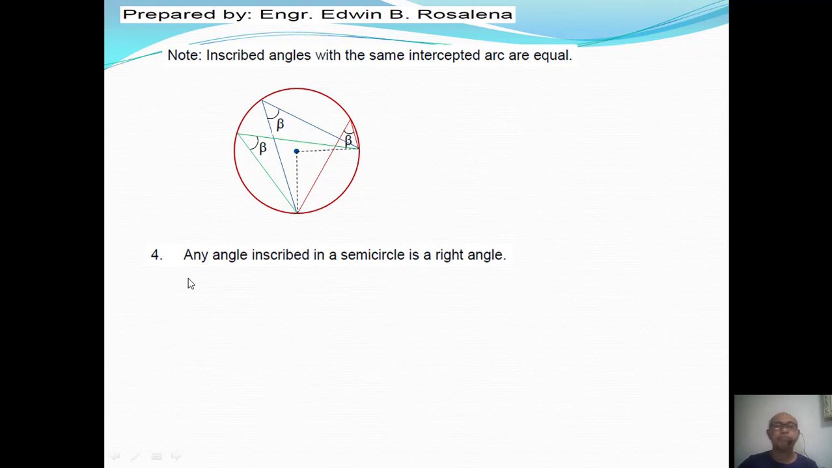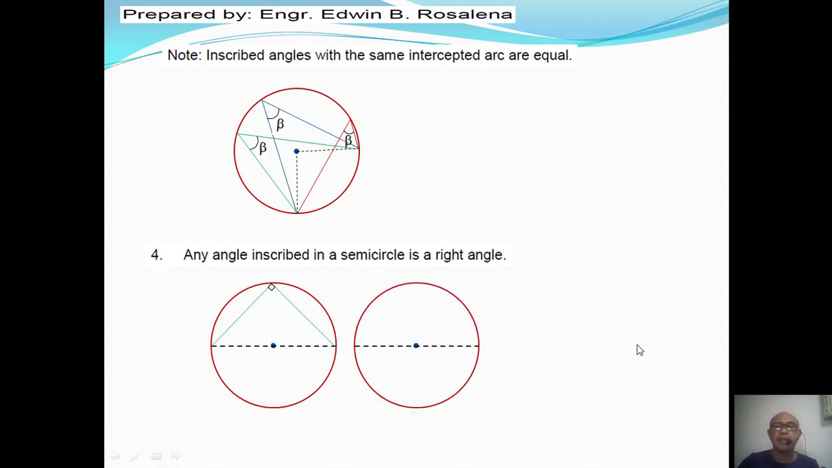Now property number 4, any angle inscribed in a semicircle is a right angle. So if this is a circle, and we draw an inscribed angle, and the intercepted arc is a semicircle, then of course this is 90 degrees. Why? Because the intercepted arc here is a semicircle which measures 180 degrees. So this angle here is 90. We can draw another inscribed angle of a semicircle, so this is a right angle here. We can draw another inscribed angle of a semicircle, so this is a right angle here.